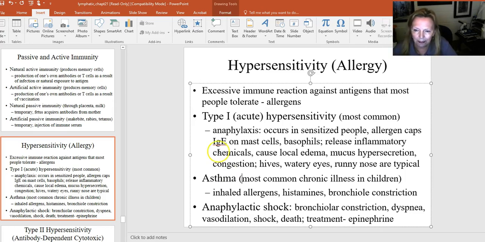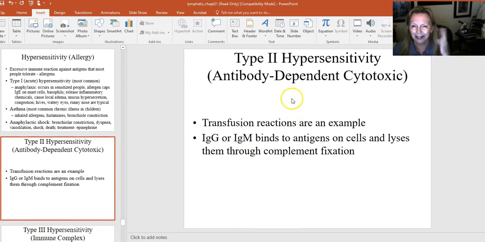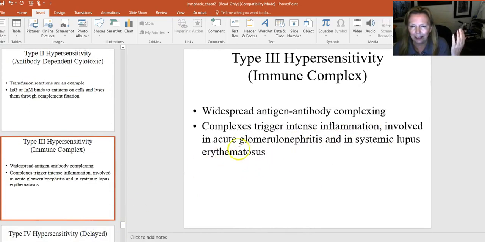All the time. All right, and it's because of a hyperimmune system that closes off those airways, causes those bronchioles to constrict, closing them off too quickly. All right, type 2 are examples like transfusion reactions and complement issues.